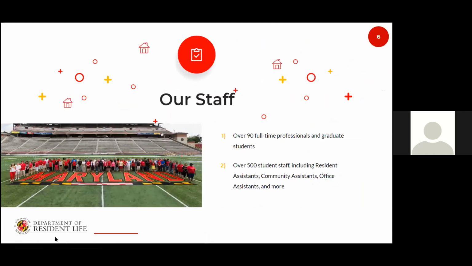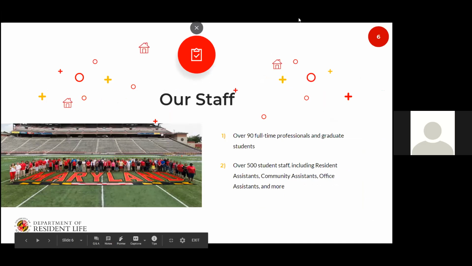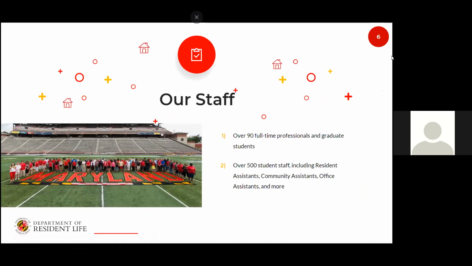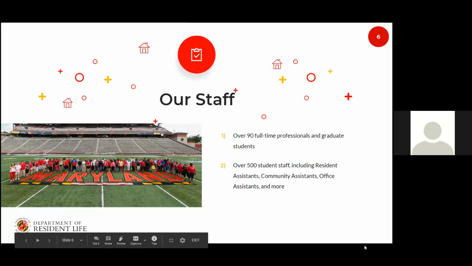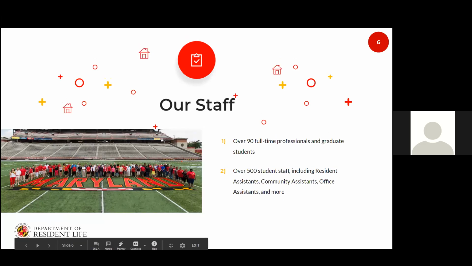Our staff. We have over 90 full-time professionals and graduate students. We have over 500 student staff, including resident assistants, community assistants, office assistants, and more. We have 17 full-time professionals who live in the residence halls as resident directors. They oversee and manage student residents and supervise the resident assistants.